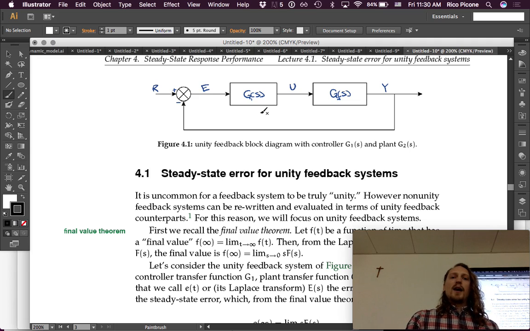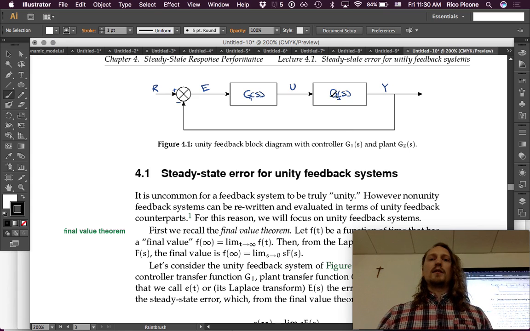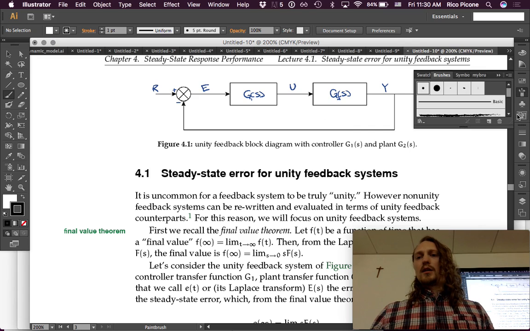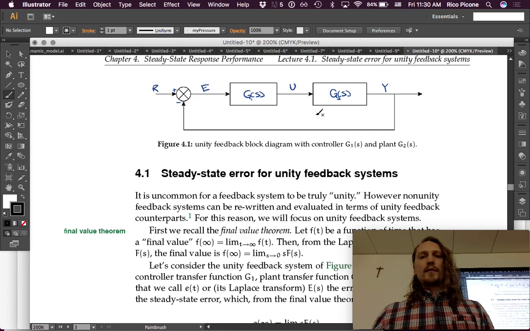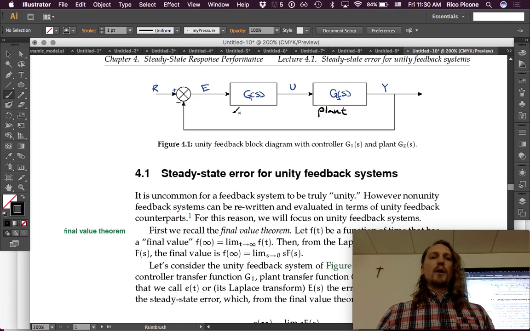We're going to have G1 and G2 in the forward path, where G2 is going to be the plant. Whoa, big marker. It's going to be the plant. And G1 is going to be the controller. Okay.